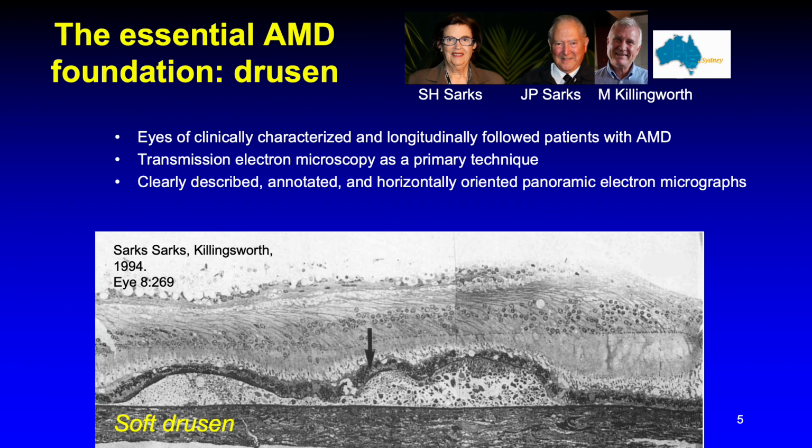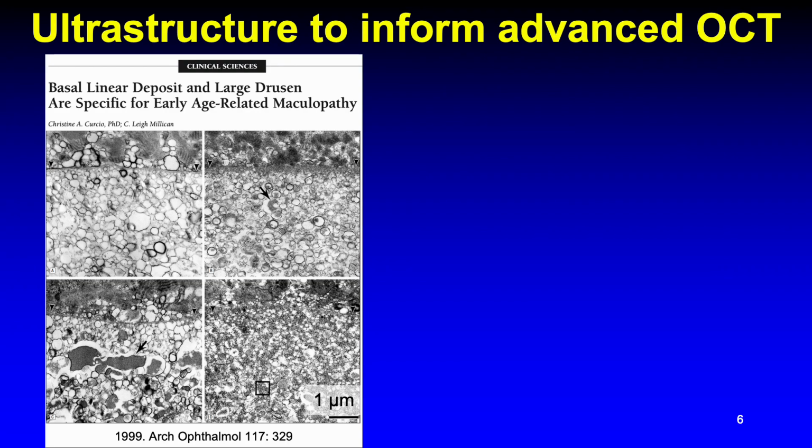The works of Sarks and Killingsworth were seminal in studying dozens of eyes of clinically characterized and longitudinally followed AMD patients. Transmission electron microscopy, like this, was a primary technique. In their clearly described and annotated horizontally oriented panoramic electron micrographs, it was possible to see that OCT is coming.